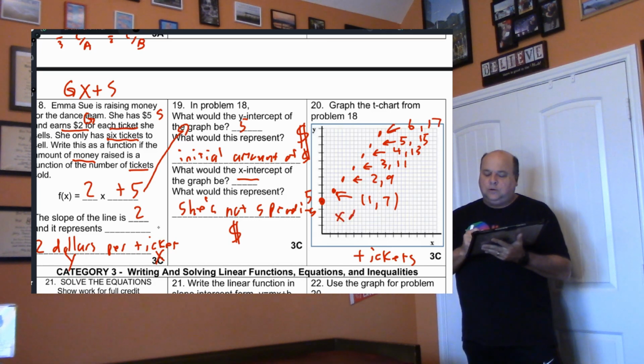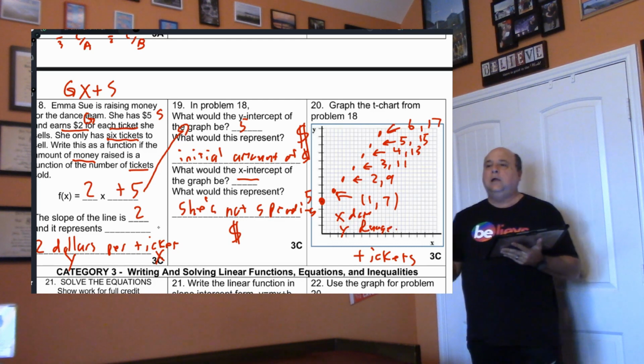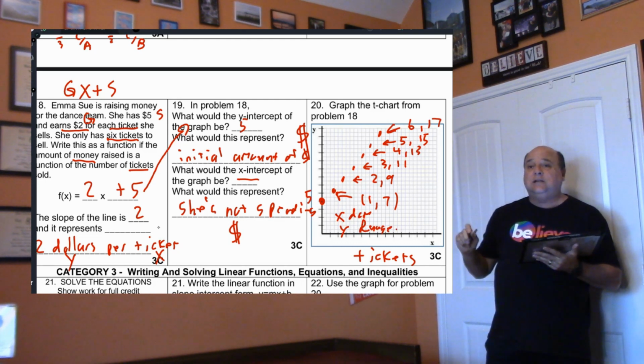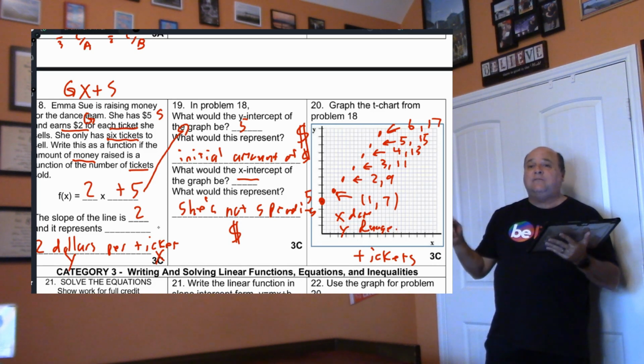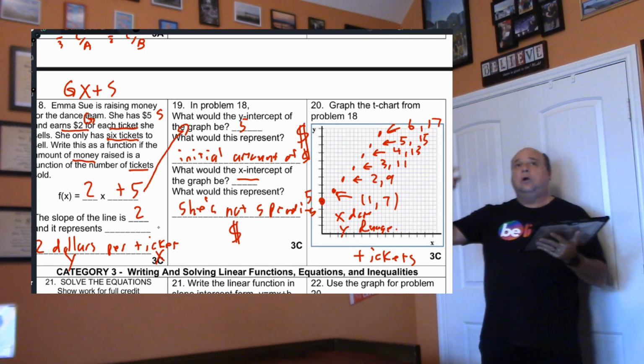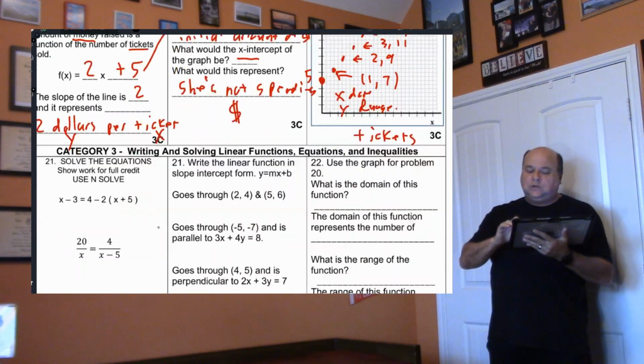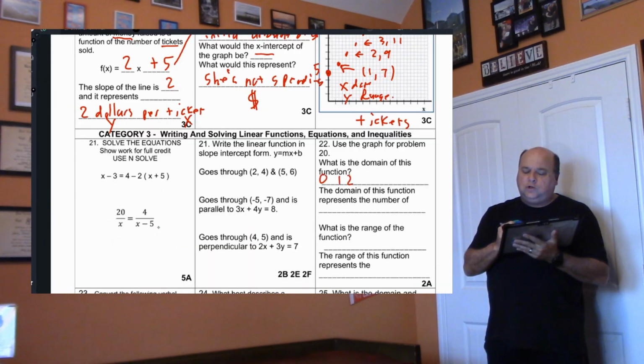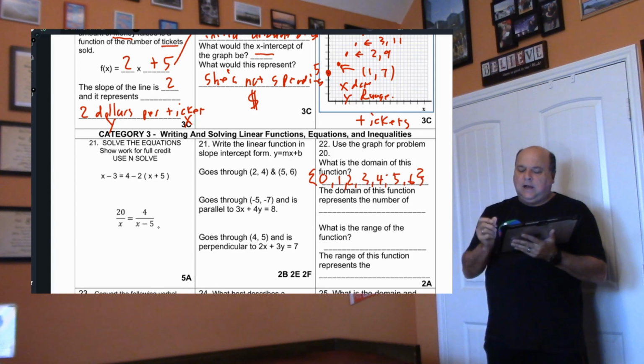The X's will be your domain. The Y's will be your range, won't they? We would not connect the dots because it's not going to be continuous, is it? She'll never have $5.83. She's only earning $2 each time. So let's go down here. The domain of the function is 0, 1, 2. You got to put it in a brace. 3, 4, 5, and 6. And that represents the number of tickets sold.